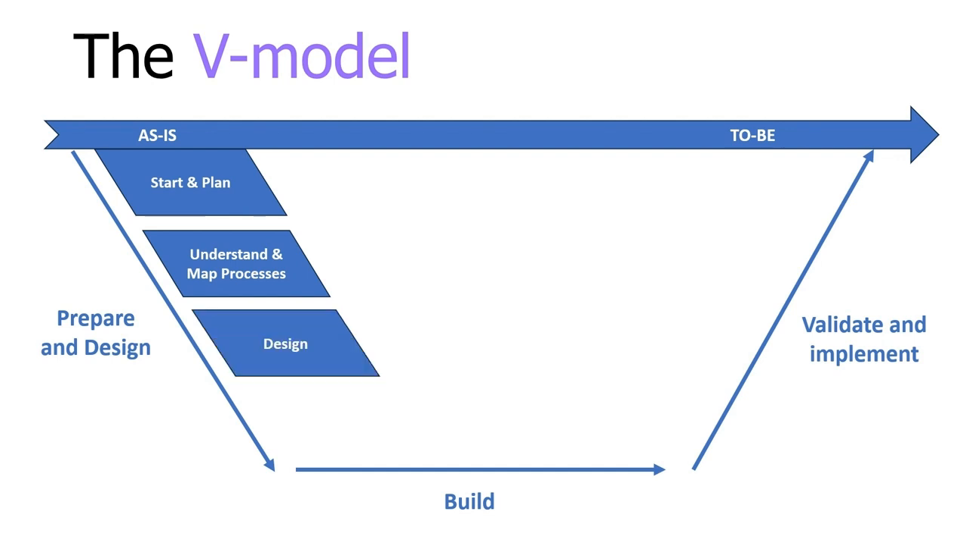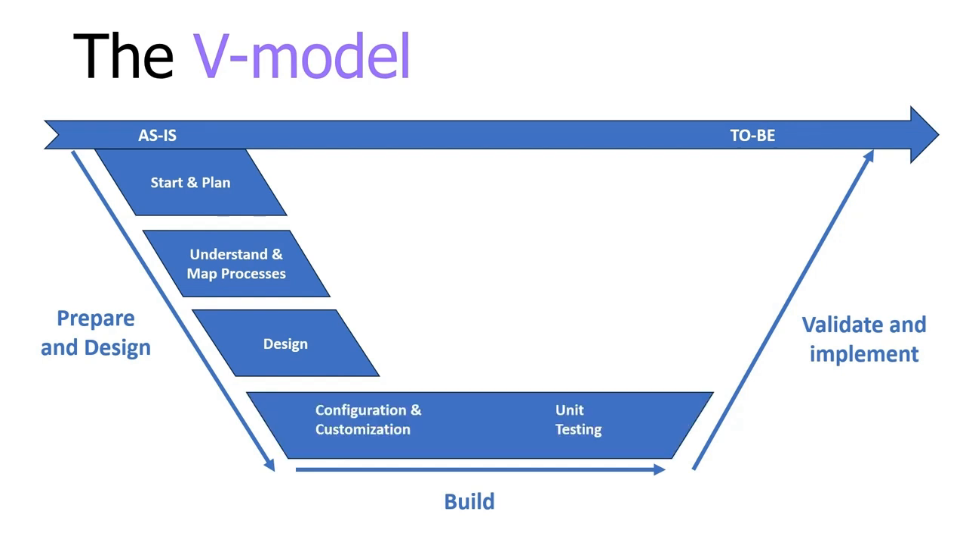Then we move into design. Here we decide in detail how the ERP system will support our company. We review options, make design decisions, and confirm the future setup. After that comes the configuration and customization. Here, the product team sets up the ERP system based on the design. This is where the solution starts to feel real.